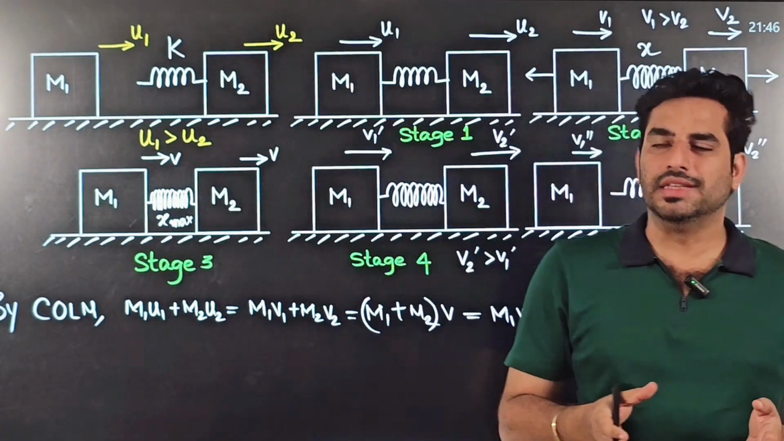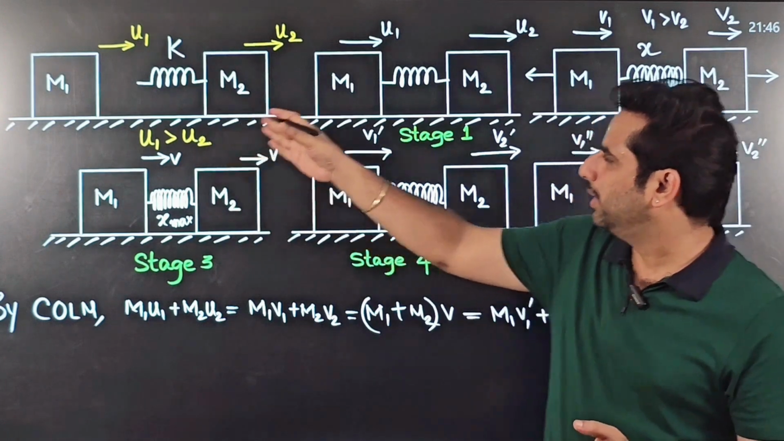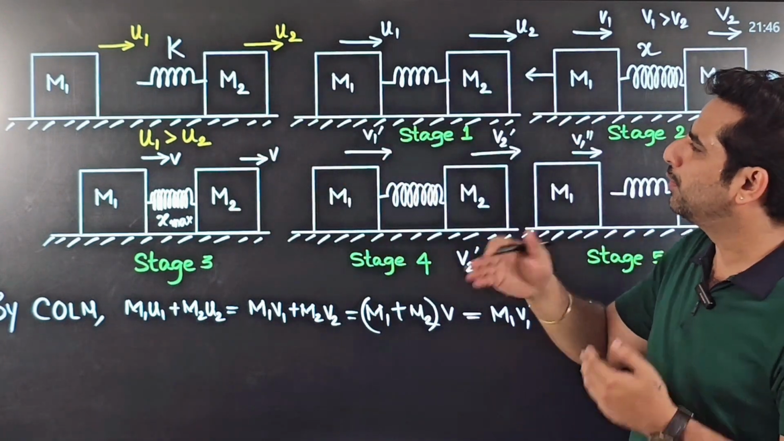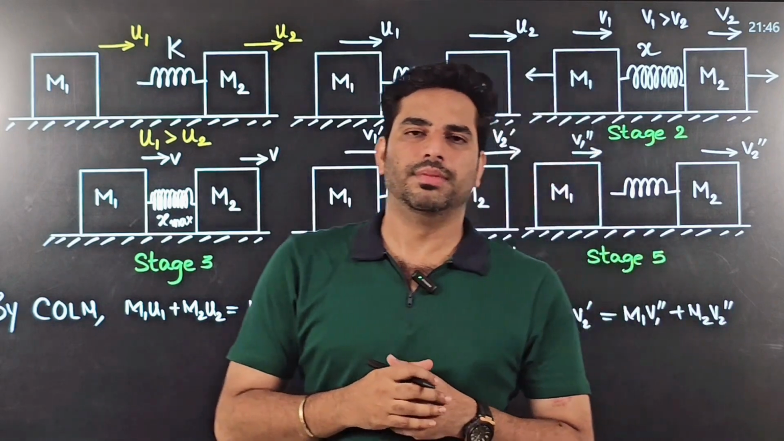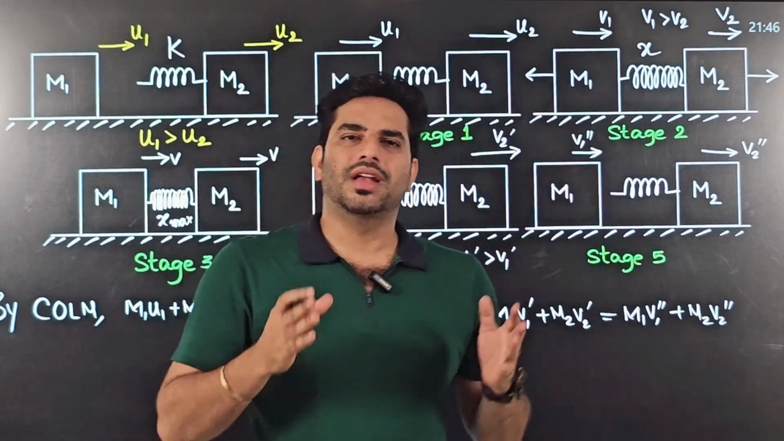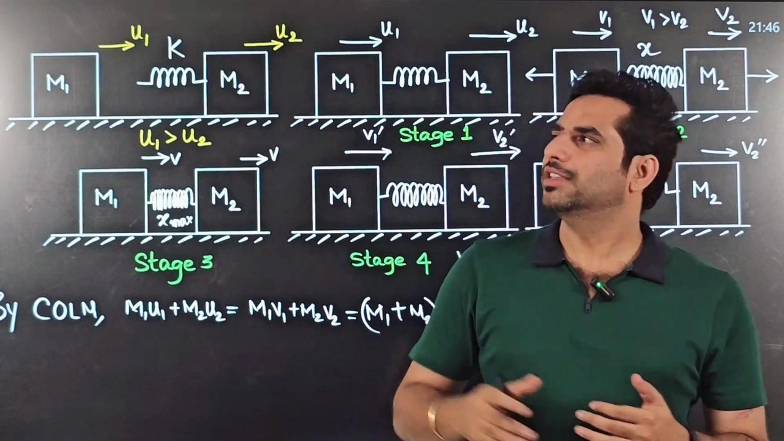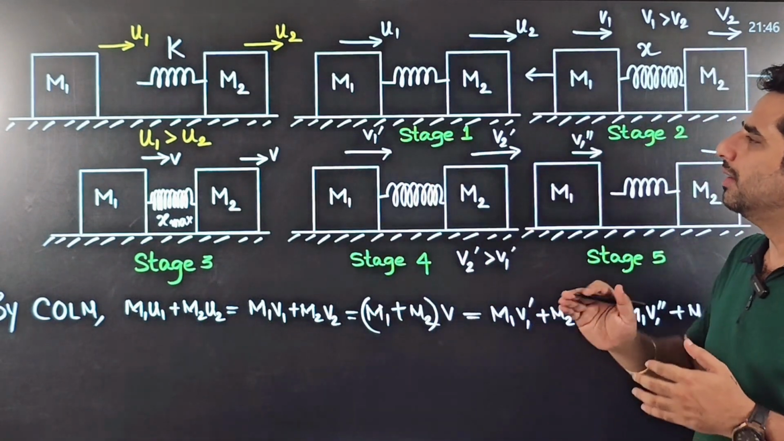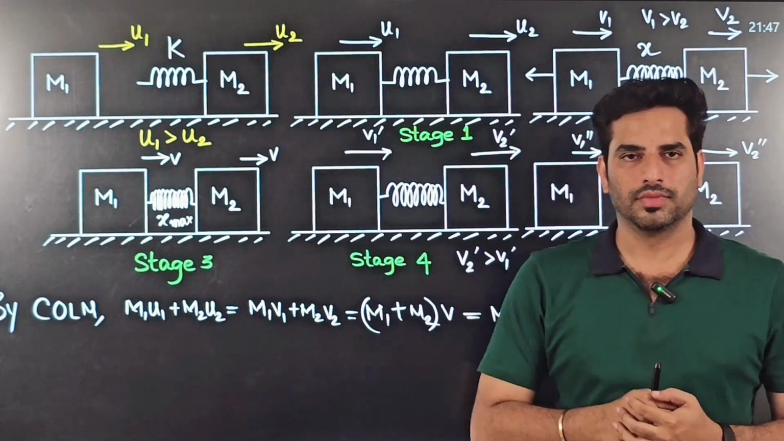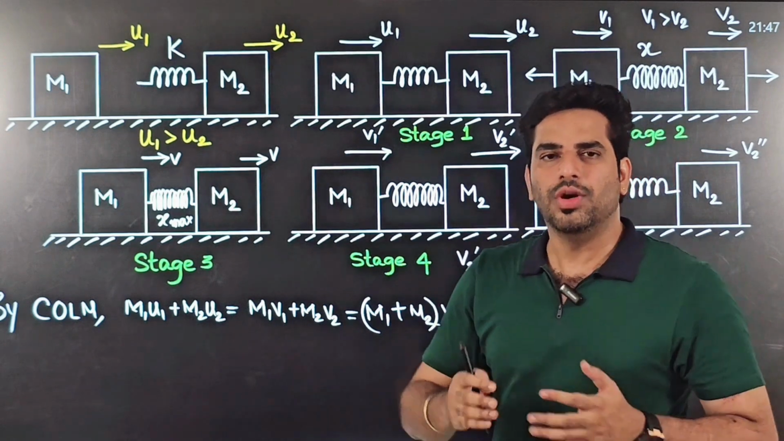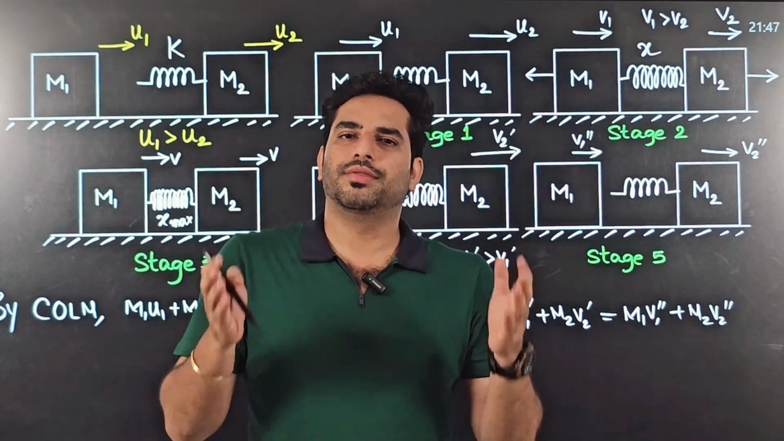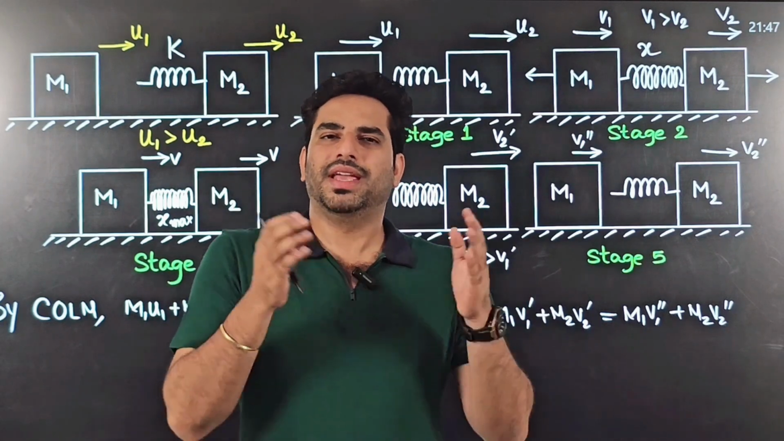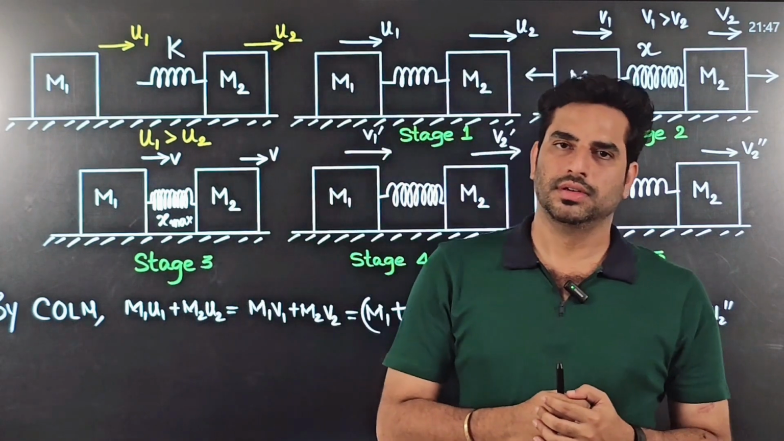Work done by weights is 0 because weights are perpendicular to displacement. Work done by normal forces is also 0 because they are perpendicular to the displacement of the blocks. So work is done only by the spring force in this particular system, and the spring force is conservative in nature. When work is done only by conservative forces in a system, we can always apply conservation of mechanical energy. The mechanical energy is conserved.